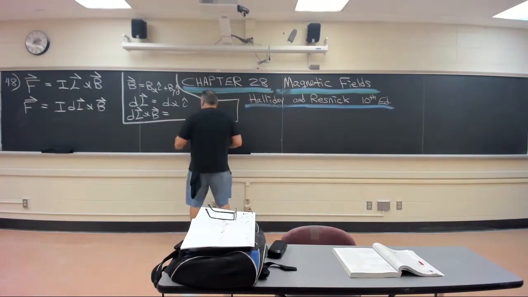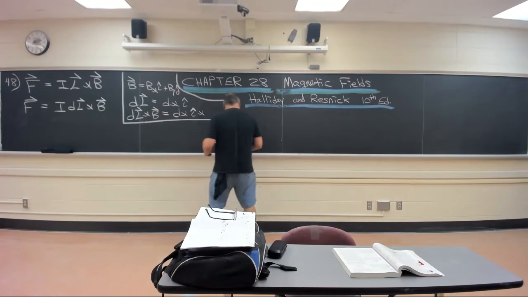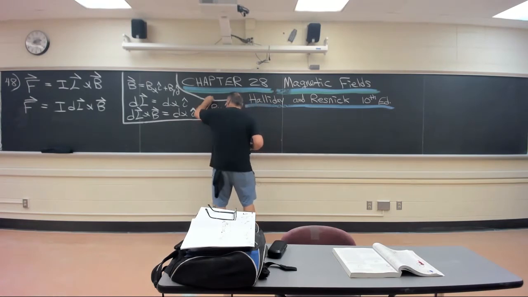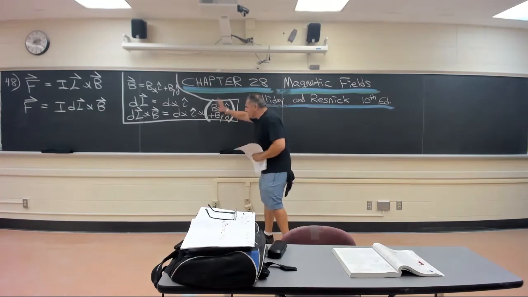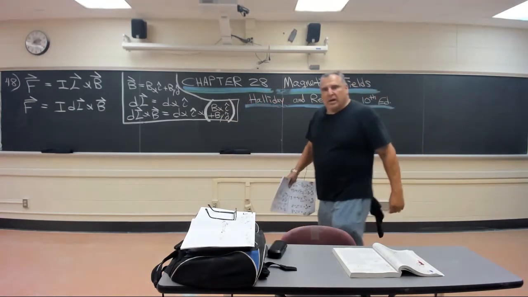We are essentially going dx I hat cross the following: bx I hat plus by j hat. Wrote them kind of up and down like this. I keep running out of room, given the way that I write, you guys.